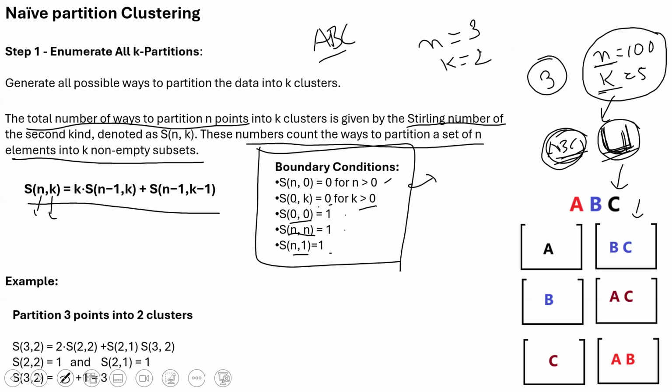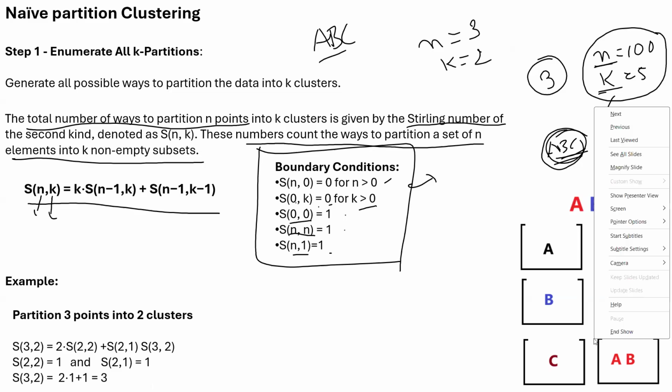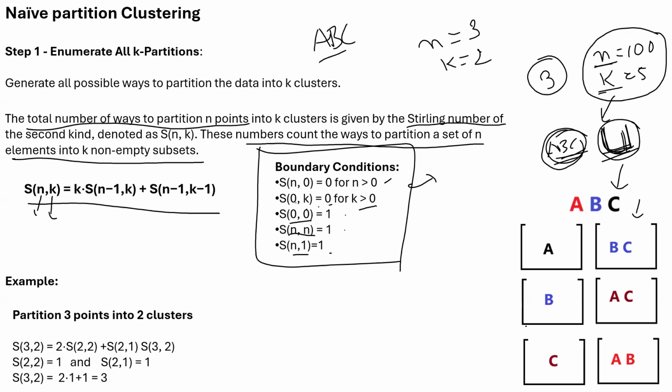Now let's solve one of the examples. Given n is equal to 3 and k is equal to 2. I'm trying to solve this now so that you will understand how we solve the Stirling number of the second kind. So here n is given as 3 and k is given as 2. Now let me substitute the values here as S of 3 comma 2 equal to.